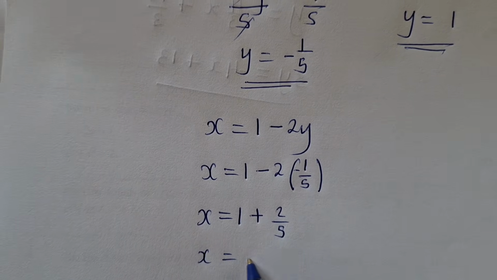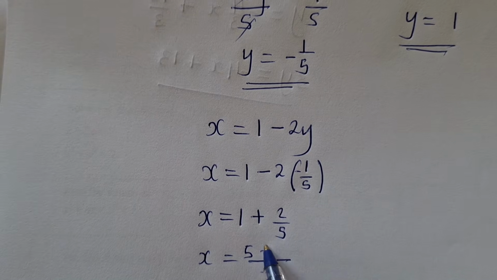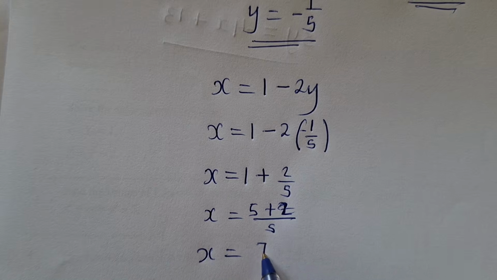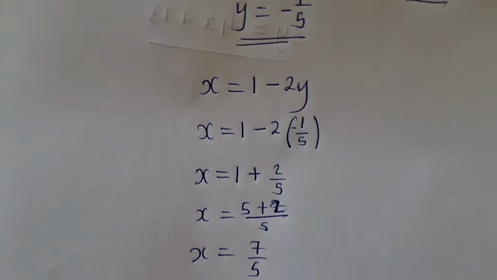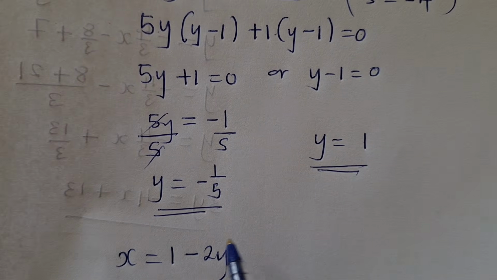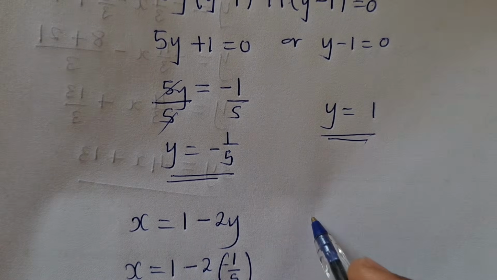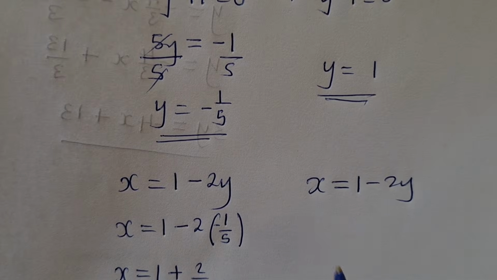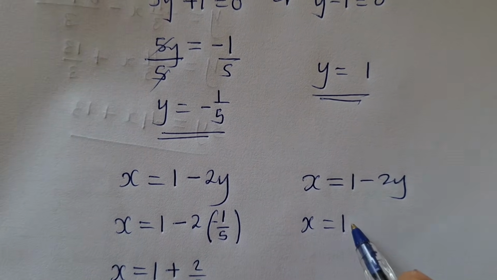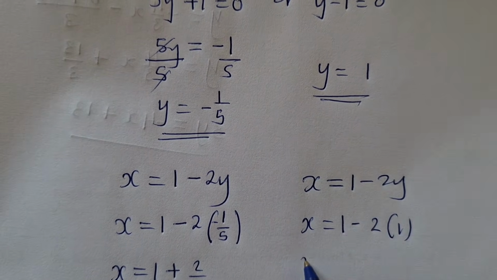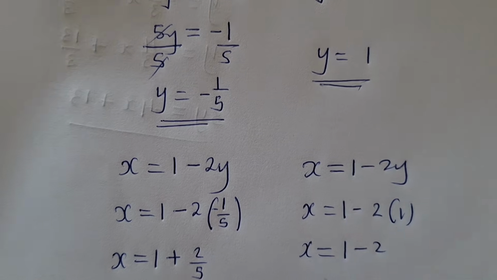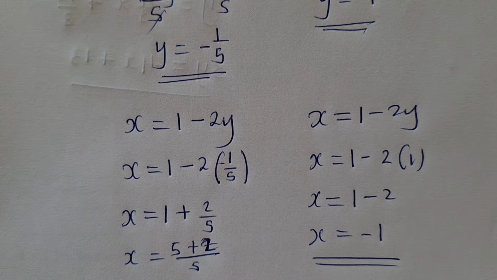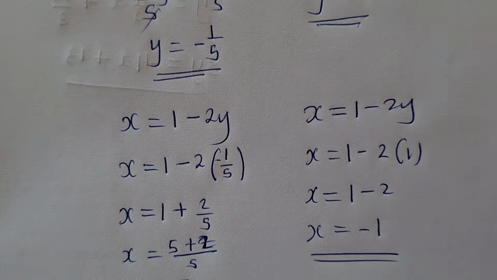The value of x here, when you find the lowest common denominator, will be x is equal to 7 over 5. The other value of y, we still get this. Now where there is y, we substitute 1 this time around. So it will be x is equal to 1 minus 2 times 1, x is equal to 1 minus 2. The value of x is equal to negative 1. So we've answered question 2.